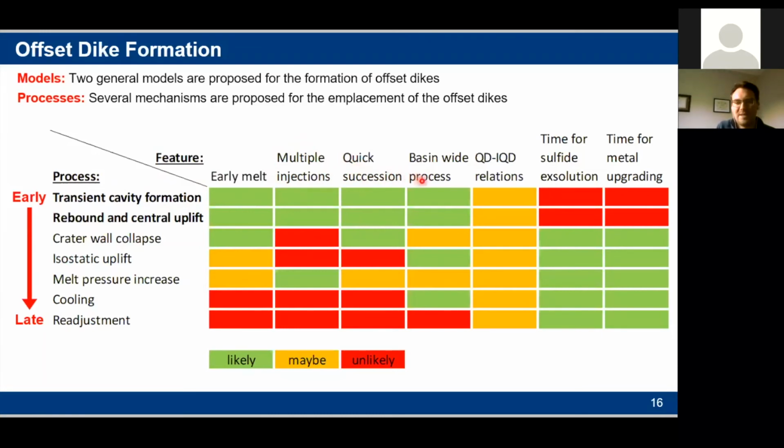And these have to be Bézin-White processes as well, which have to explain the QD and IQD relationships. And overall, all of these first features or characteristics can be explained by early processes, or we believe they can be explained by early processes. But one thing early processes cannot explain so far is that they do not allow enough time for the sulfide exsolution and for the sulfides to settle down from the impact melt sheet.